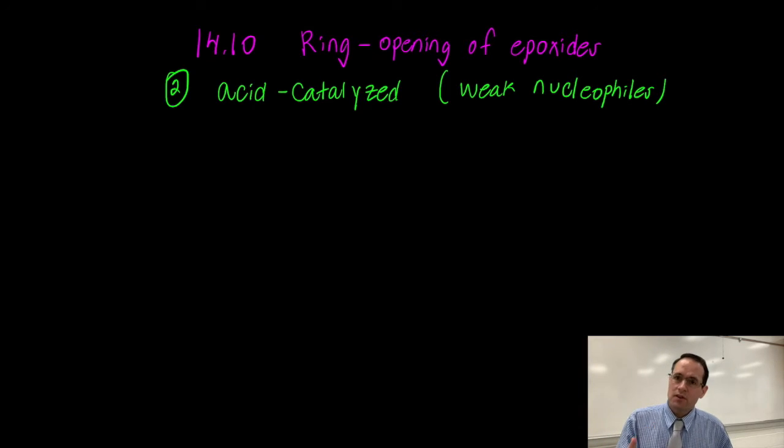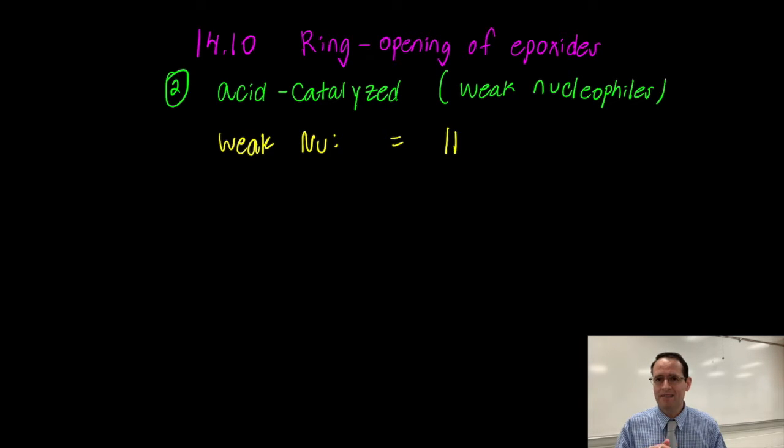Okay, so your weak nucleophile is going to be water. So there's no formal charge of -1 there, so I'm not writing Nu minus, I'm just writing Nu with a lone pair. And we have water, okay, or an alcohol.